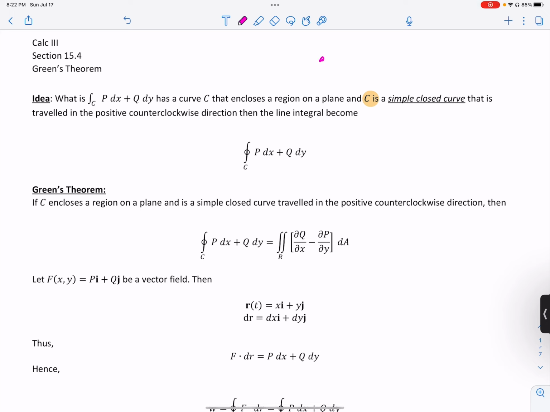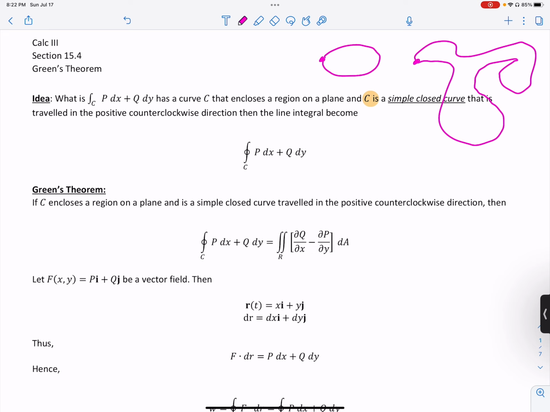The closed part just means literally that it's a closed region. So this is not a closed curve. But if I take that and close it on itself, then it is a closed curve. It doesn't have to be a circle. It could be any other weird shape. But to keep within this type of problem, they have to be simple and closed, meaning they enclose a region on the inside and don't overlap on themselves.